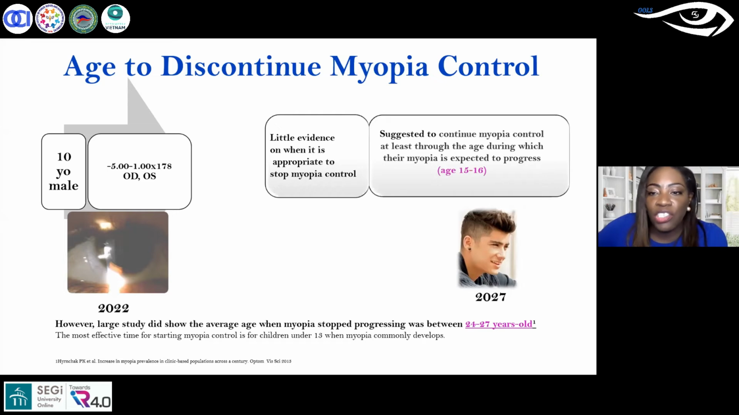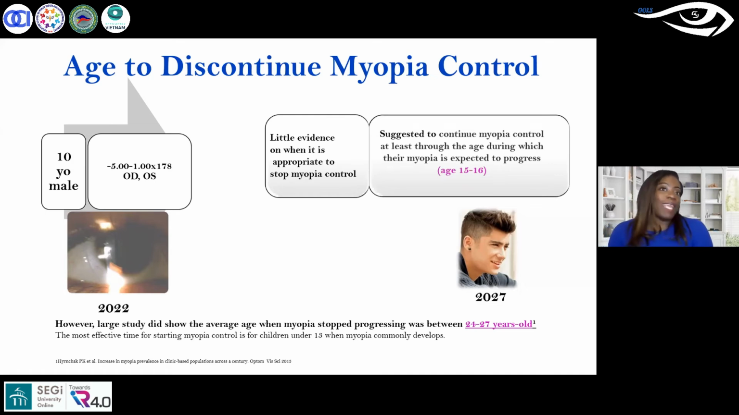And the recommendation thus far is to continue at least through the age that their myopia is suspected to progress. So when he's 16 or 17 or so in 2027, perhaps I may consider stopping. However, there was a large study that also looked at this and showed that the average age of myopia stop progressing was even older than that. So 24 to 27 years old.